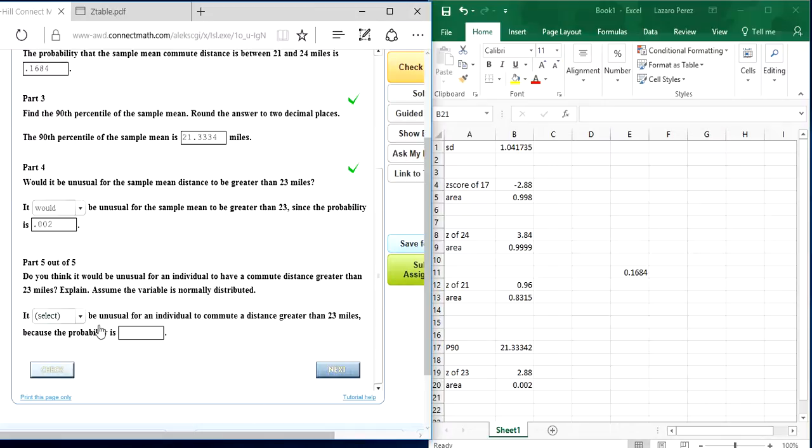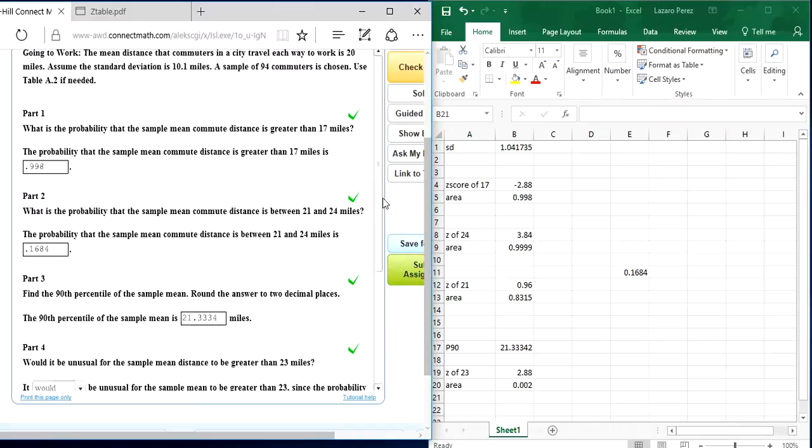All right, for the last question, do you think it would be unusual for an individual to have a commute? So I want you to know this. The difference between these two questions is not the same. This one says sample mean. This one says individual. When it says sample mean, we're going to use our new standard deviation computed for the sample means. But when it says individual, we're going to use the standard deviation they gave us, which was the standard deviation of the population.